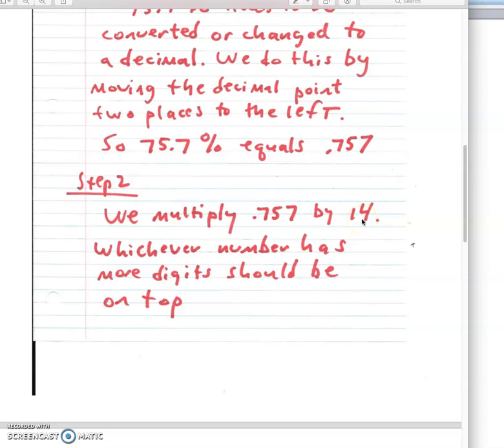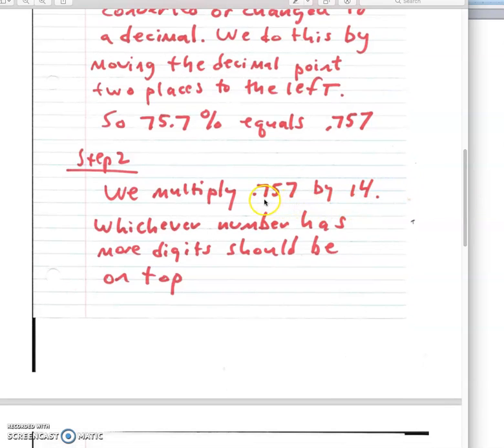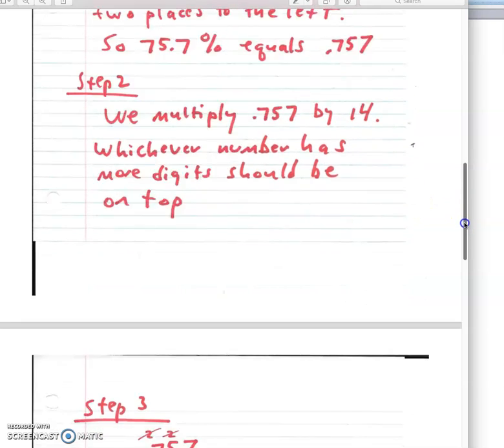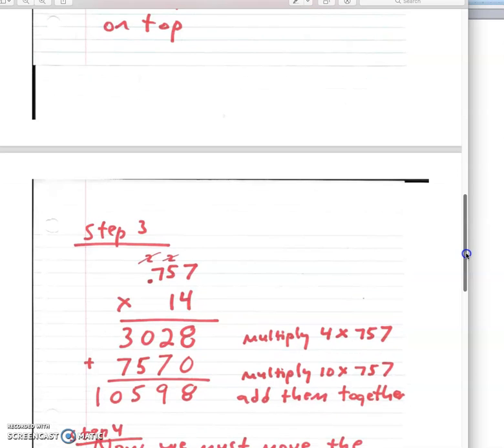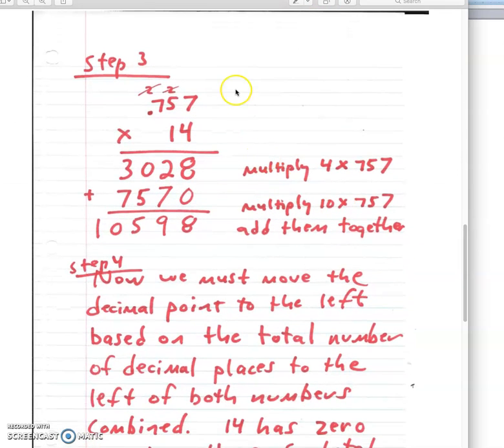Okay, when you're multiplying two numbers, obviously if you're just doing this on a calculator or on your phone, it doesn't matter. But if you're going to do it the long way, then you should probably put the number with the most digits or place values on top. So here's the long way, if you're doing it on a piece of paper: 0.757 multiplied by 14. First we're going to multiply 4 by 757.